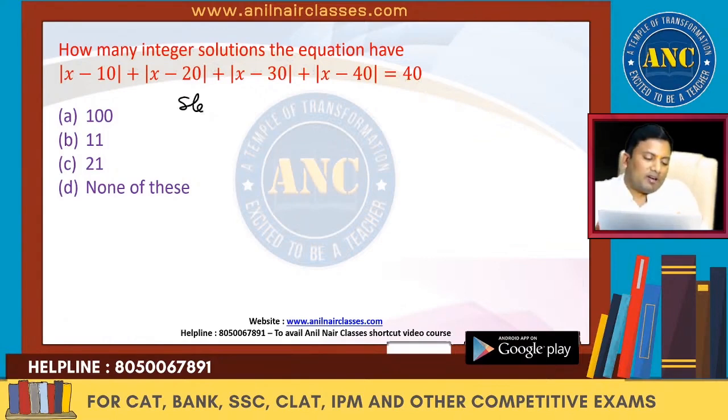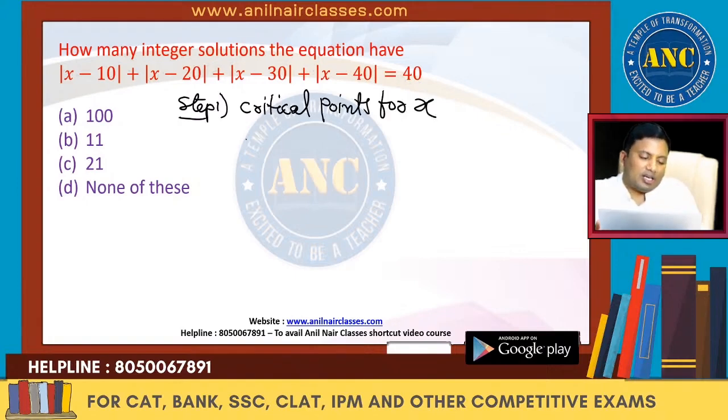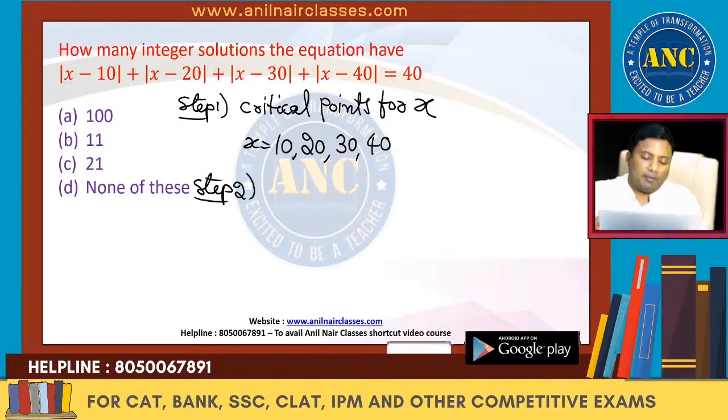Step number 1. First, find the critical points for x. What are the critical points for x? Critical points for x are x = 10, x = 20, x = 30 and x = 40. Step number 2. Let us check what is happening.